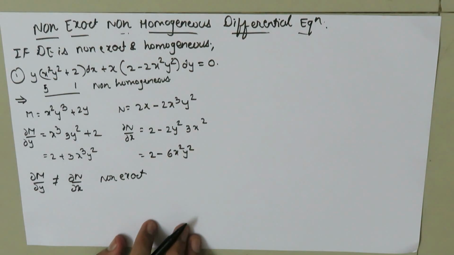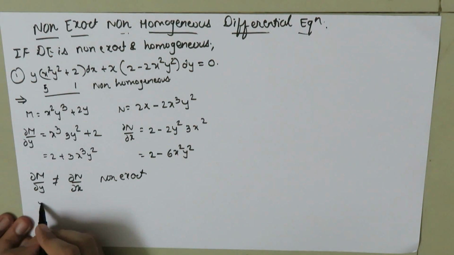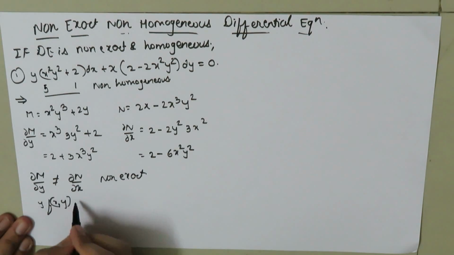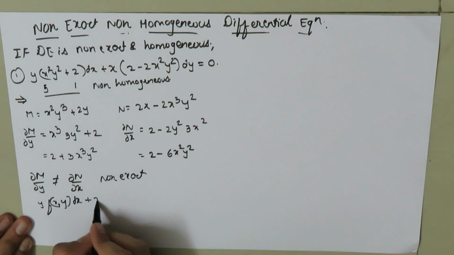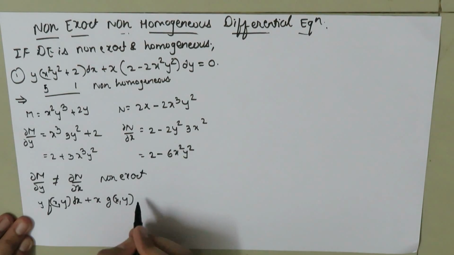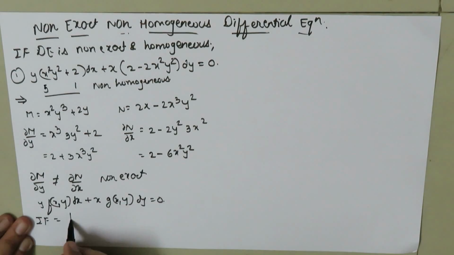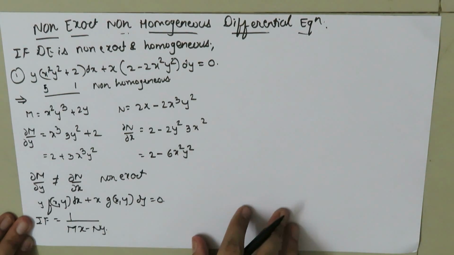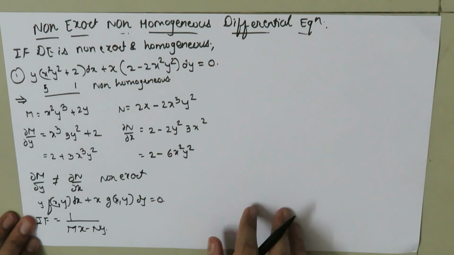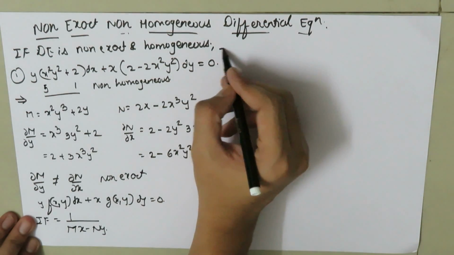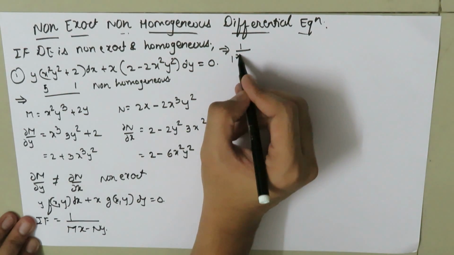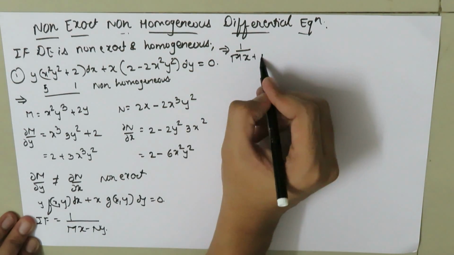If the given differential equation is of the form y times f of xy times dx plus x times g of xy times dy is equal to 0, then the integrating factor will be 1 upon M times x minus N times y. It is important to note that when the differential equation is non-exact and homogeneous, then the integrating factor will be 1 upon M times x plus N times y.